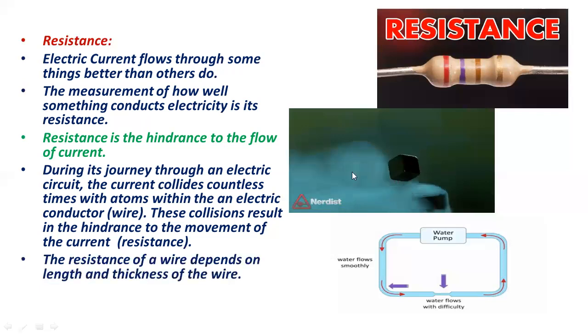The resistance of a wire depends on the length and thickness of the wire. So you can see that if we have a wide tube and we have a narrow tube, definitely the water will flow easily through the wide tube as compared to the narrow tube.